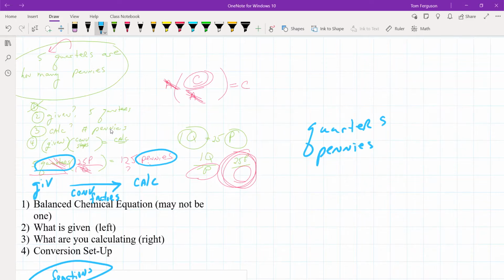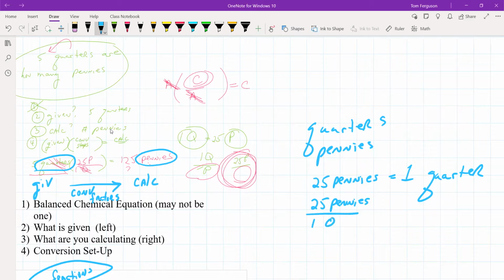Now, in the case of this problem here with how many pennies are in 5 quarters, that's a relationship of 25 pennies is equal to 1 quarter, or 25 pennies per 1 quarter, or 1 quarter for 25 pennies.